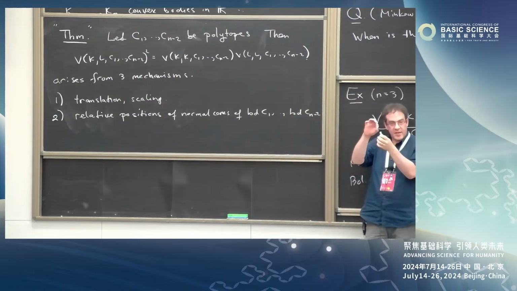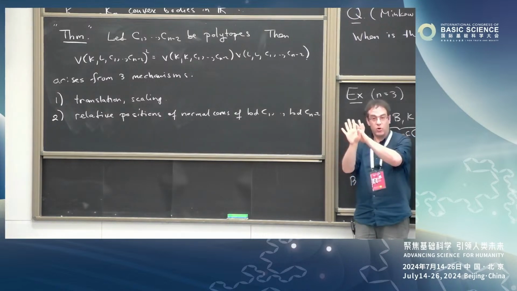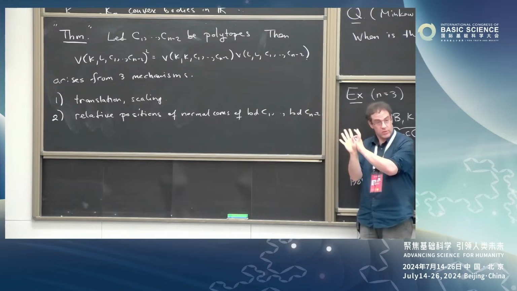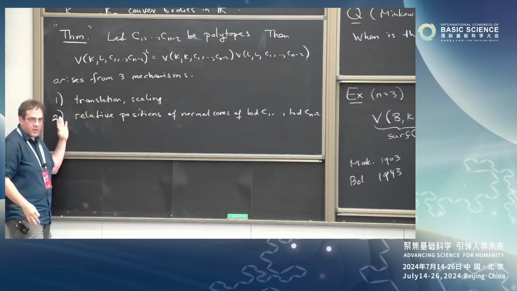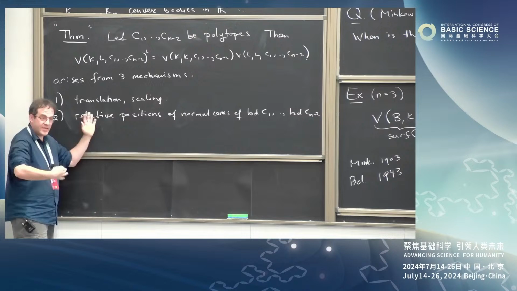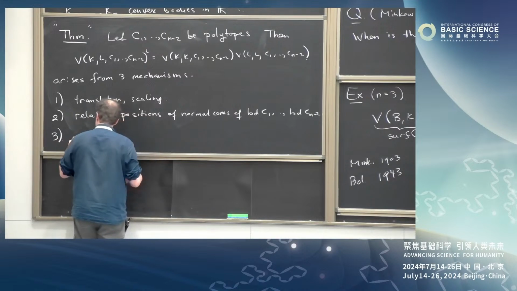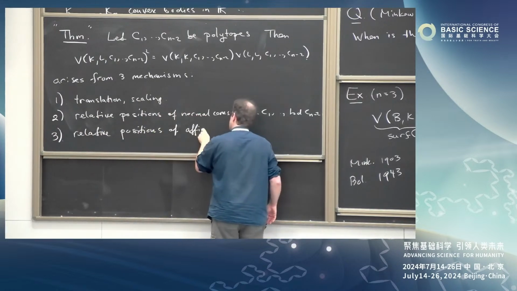So each of these bodies at every point on its boundary has a normal cone, right? It's the combinatorial structure of the normal cone that is important. This mechanism was the work of Rolf Schneider. That was the main instance. To have a complete characterization, we had to add another mechanism, which is the relative affine positions of these bodies.